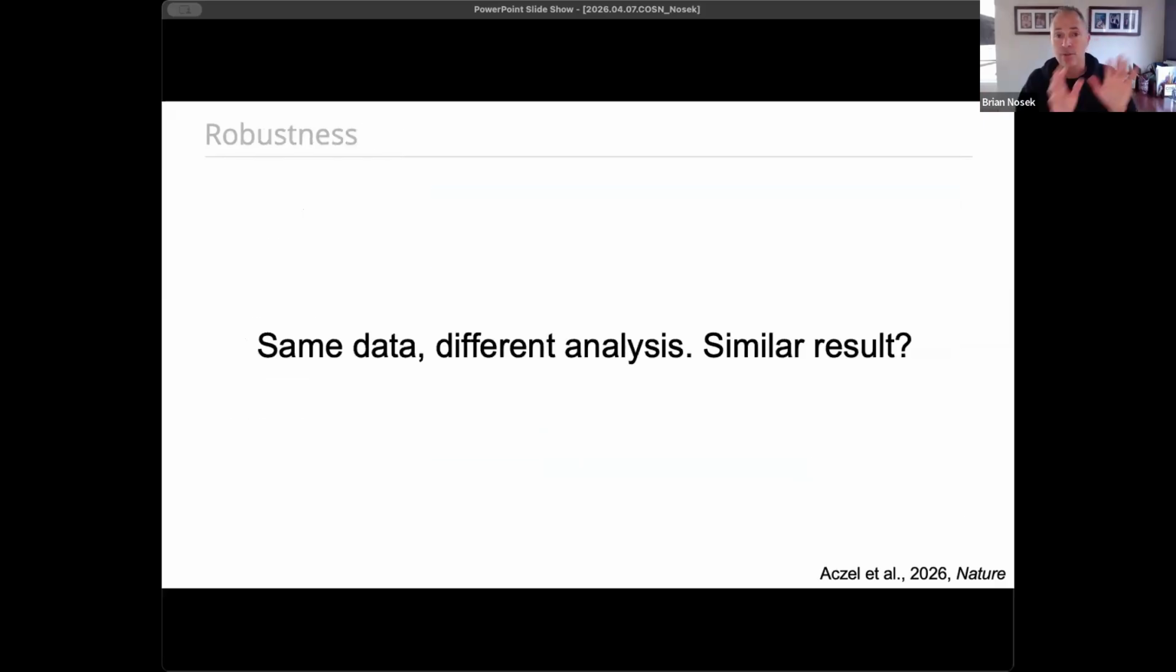Okay, so that's reproductions. The second area of evidence that we pursued was robustness.